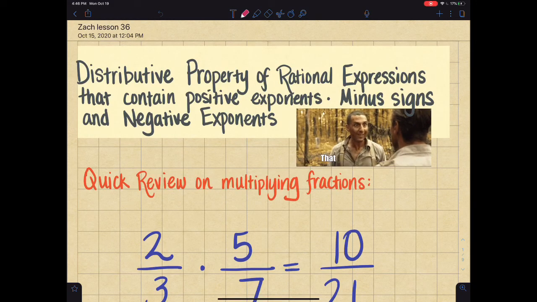Okay, hi Zach. This is lesson number 36 for you, and it's going to start on page 146 if you want to follow along. The title of this lesson is definitely kind of a mouthful. It's the distributive property of rational expressions that contain positive exponents and also minus signs and negative exponents.